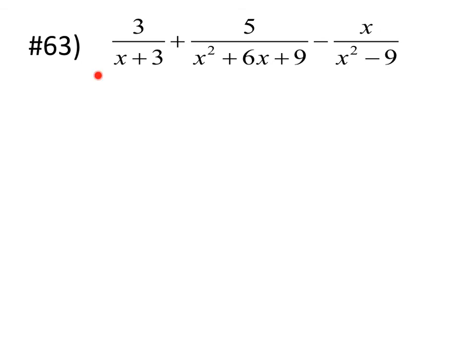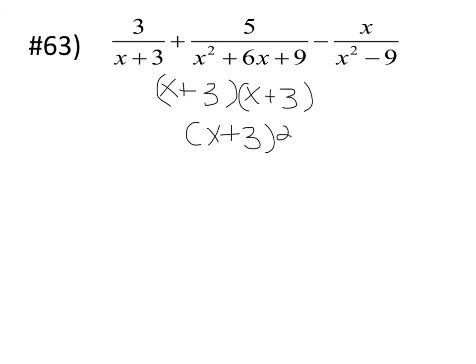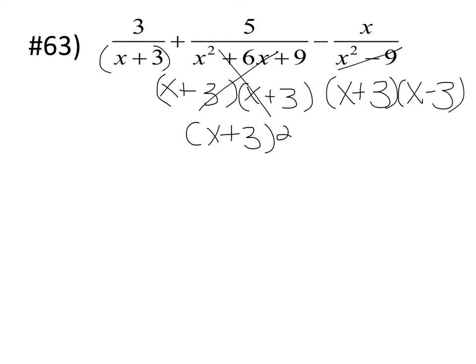Okay, x plus 3 is already factored. x squared plus 6x plus 9 is going to give me an x and an x, a plus and a plus. Factors of 9 that give me 6: we've got 9 and 1, and 3 and 3. So I'm going to put this as x plus 3 squared. I'm going to cross all this out. Put my parentheses here. And then this is x plus 3 times x minus 3 because it's difference of squares.